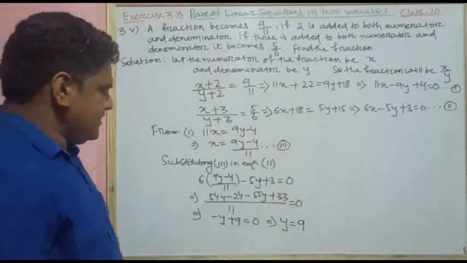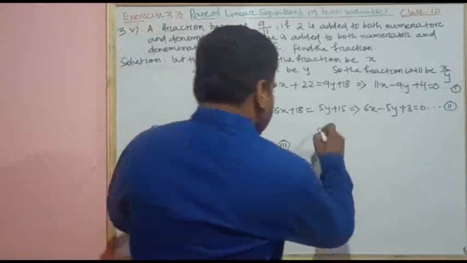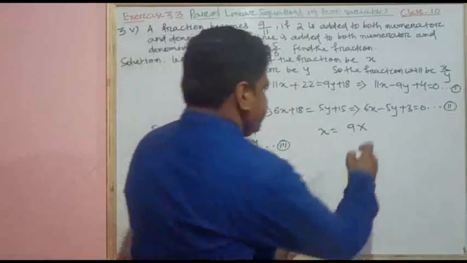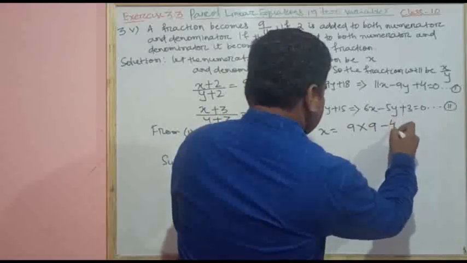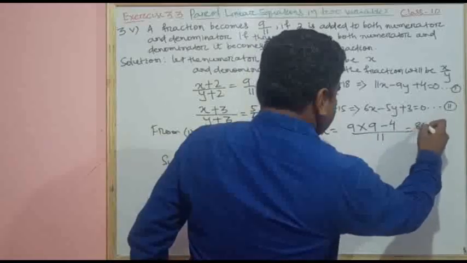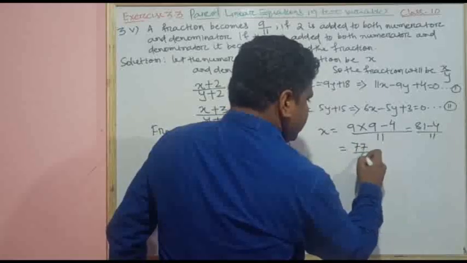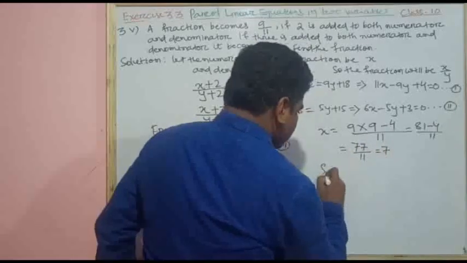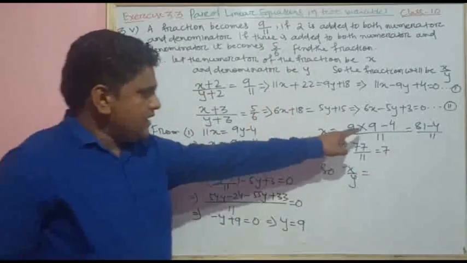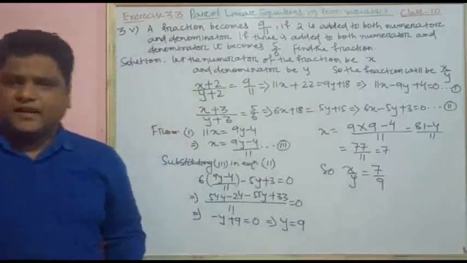Now we have to put the value of y in equation 3. So x can be written as 9 into, in place of y we can write 9, minus 4 divided by 11. 9 into 9 is 81, minus 4, by 11. 81 minus 4 is 77, by 11 is equal to 7. So we get the value of x is 7 and the value of y is 9. So the fraction is 7 by 9.